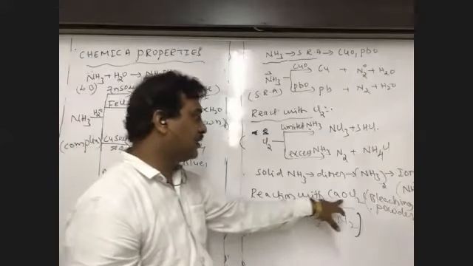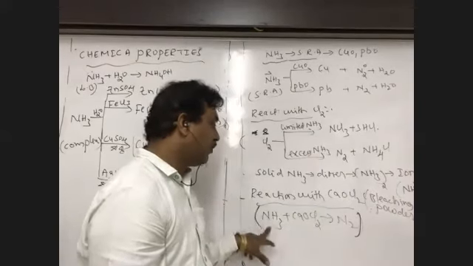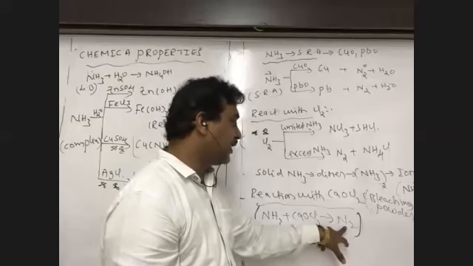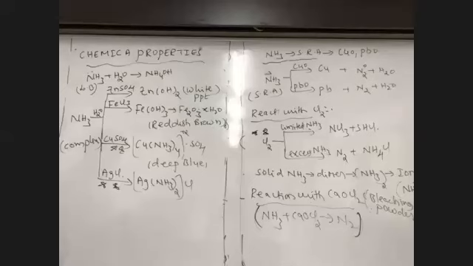And the reaction with CaOCl2: CaOCl2 is known as bleaching powder. When ammonia reacts with bleaching powder, which gas is released? Nitrogen gas is released. These are the important chemical properties of ammonia.